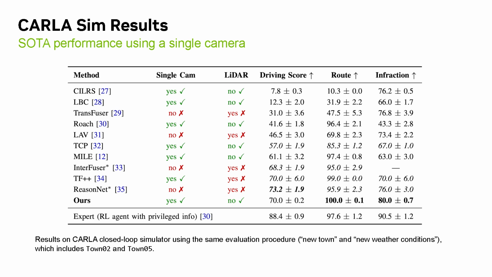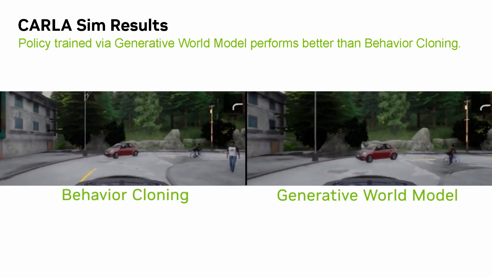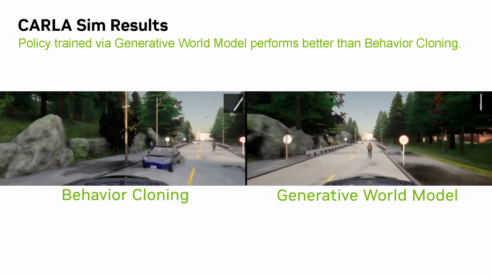Among comparable models in the CARLA Leaderboard 1.0, we achieve state-of-the-art driving, route completion, and infraction scores. We also compare our model against behavior cloning in the CARLA simulator. The significantly higher scores suggest that the world model trained policy is more robust to covariate shift.